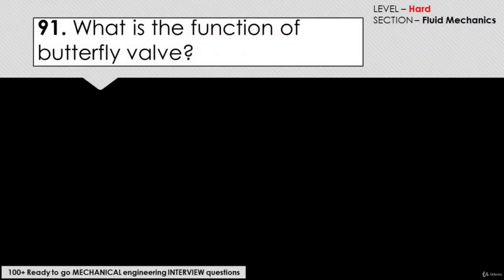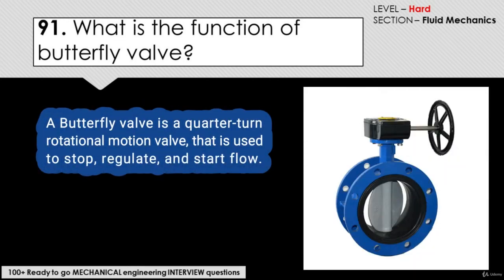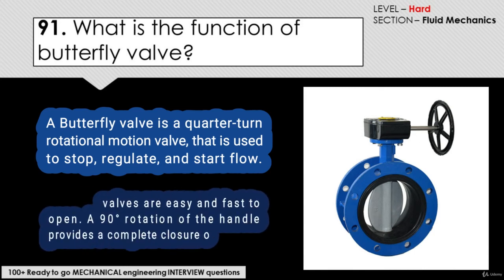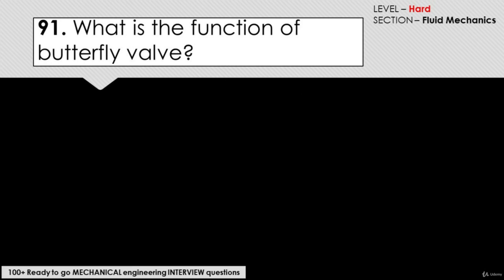What is the function of a butterfly valve? A butterfly valve is a quarter-turn rotational motion valve that is used to stop, regulate, and start flow. Butterfly valves are easy and fast to open. A 90-degree rotation of the handle provides a complete closure or opening of the valve.